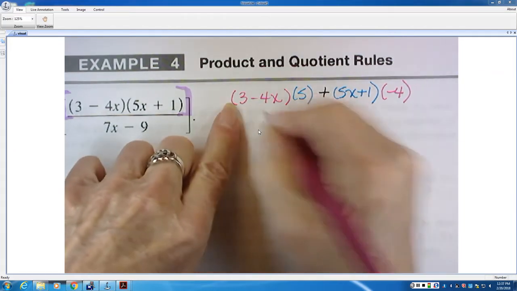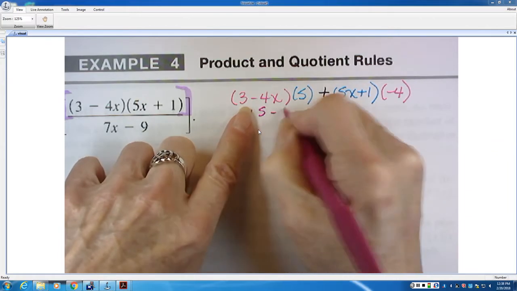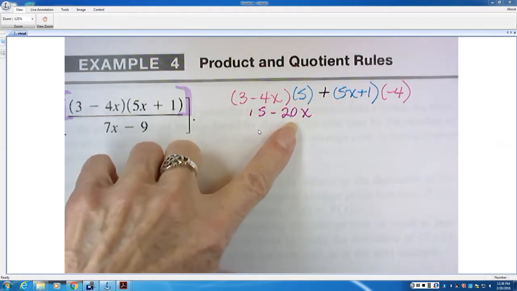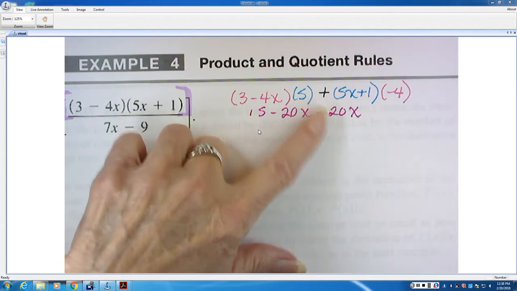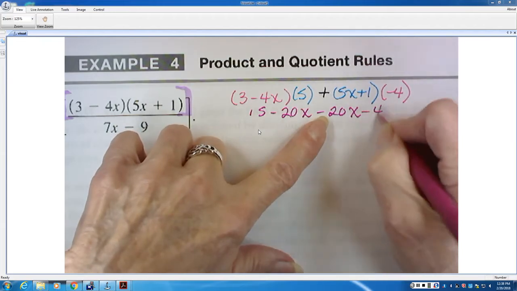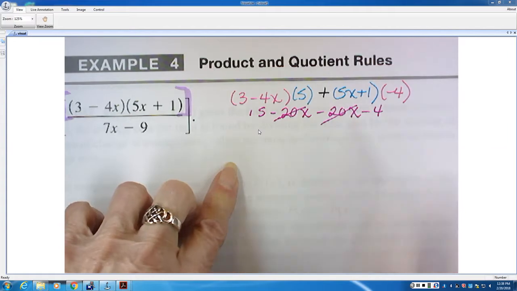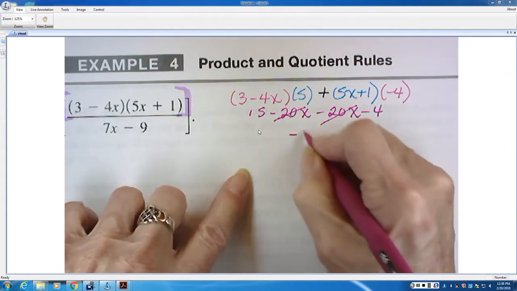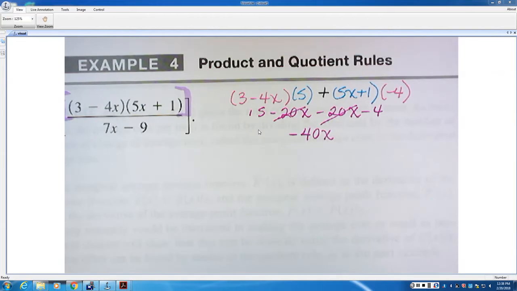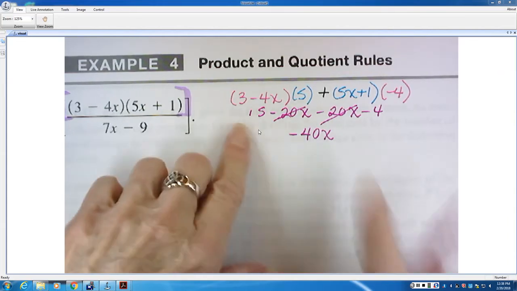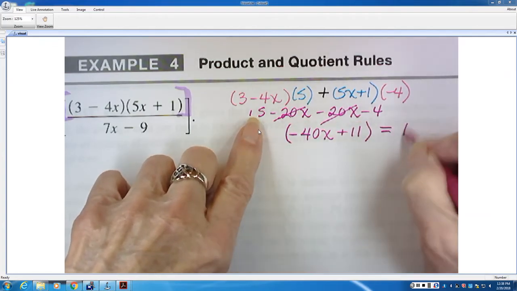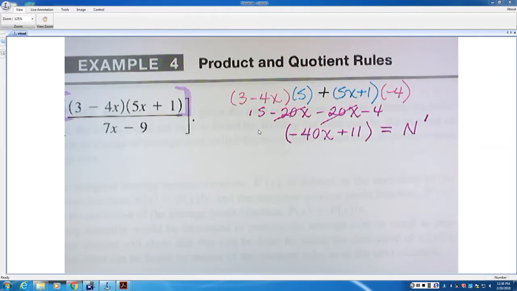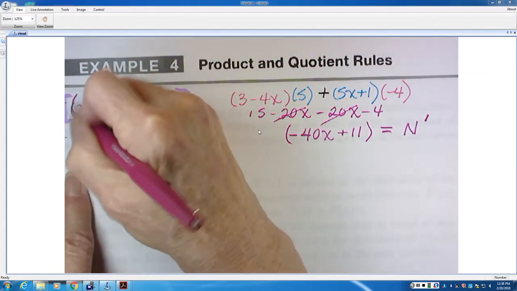3 times 5 is 15. Minus 4 times 5 is minus 20x. Plus, negative 4 times 5 is negative 20x. And 1 times negative 4 is negative 4. And I notice here that my 20s combine to give me negative 40x. Notice they did not cancel out. They add together. So watch your signs. And then 15 minus 4 is plus 11. There's the derivative of your numerator. Okay? That's the derivative of your numerator. And this is your numerator right here.